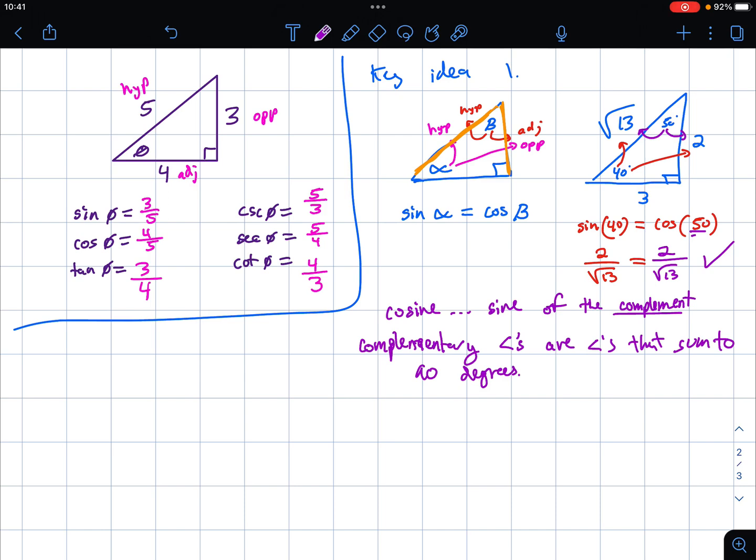And that's because with 90 degrees being our right angle, there's only 90 degrees left to go around. So whatever this angle is, this one will be its complement, and the cosine and sine of the complements have to be the same. So that's key idea number one to have.